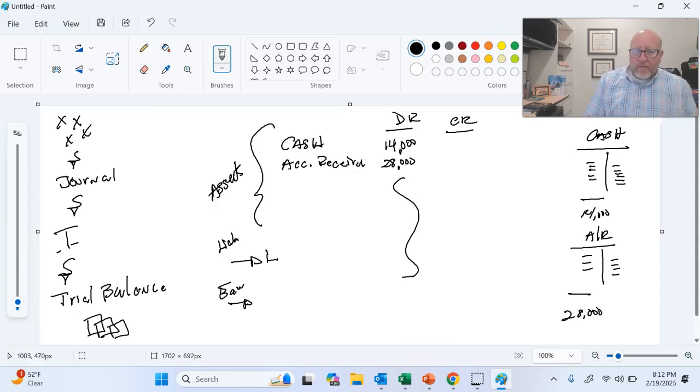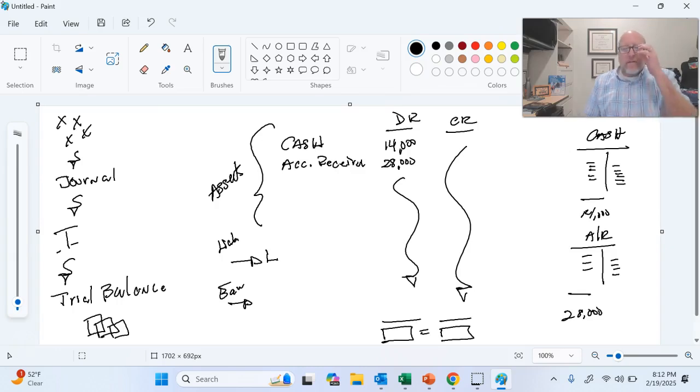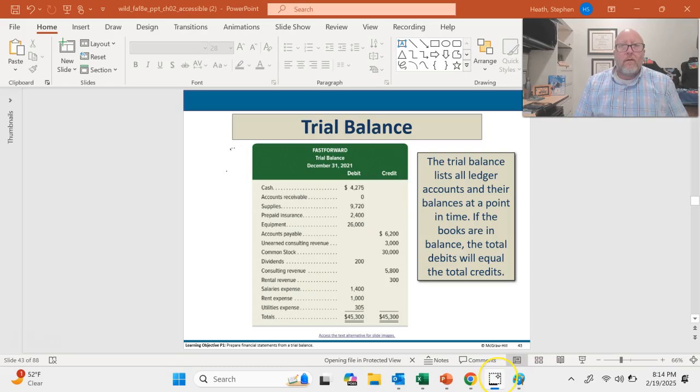At the very end, we're going to total up all of our debits and all of our credits. And the goal is that debits equal credits within the trial balance. Debits don't have to equal credits in the T accounts, right? Because if all the debits in the cash account equaled all the credits, we would basically have a zero balance of cash, and we don't want that. We want the debits to exceed the credits so that we do have an ending balance in cash.